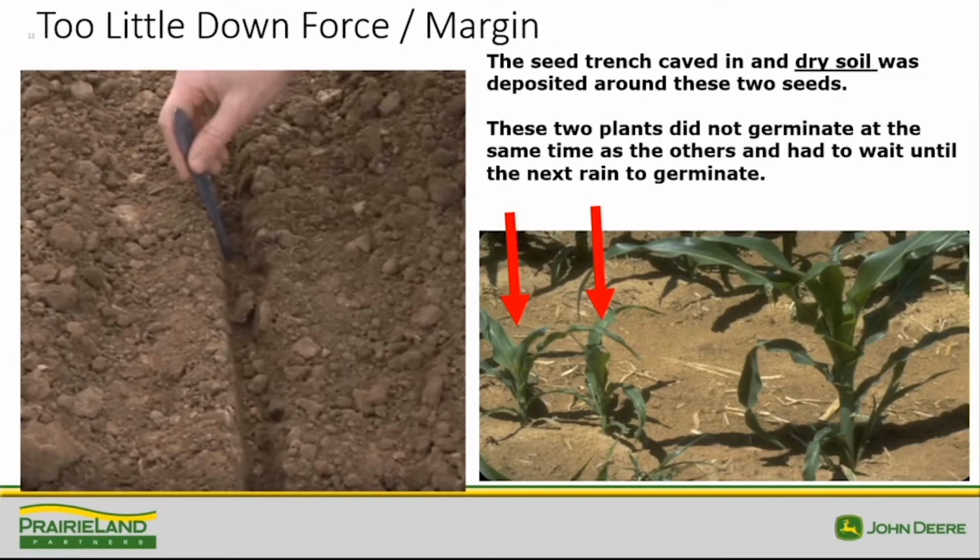What that also looks like after the next rainstorm is the two plants on the left-hand side of the picture. Most likely what happened is we did not have enough downforce or adequate margin, and those plants got dry dirt around them, and they had to wait for the next rainstorm before they germinated. Versus the plant on our right, it got into the wet soil and got growing, what, four leaf phases ahead.